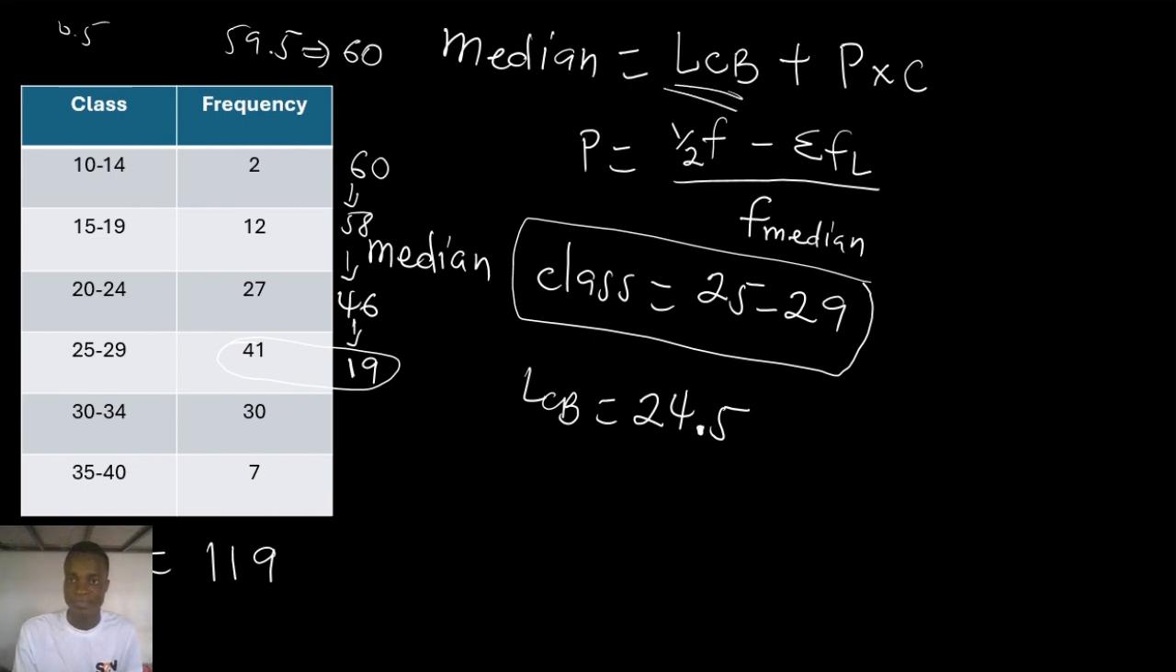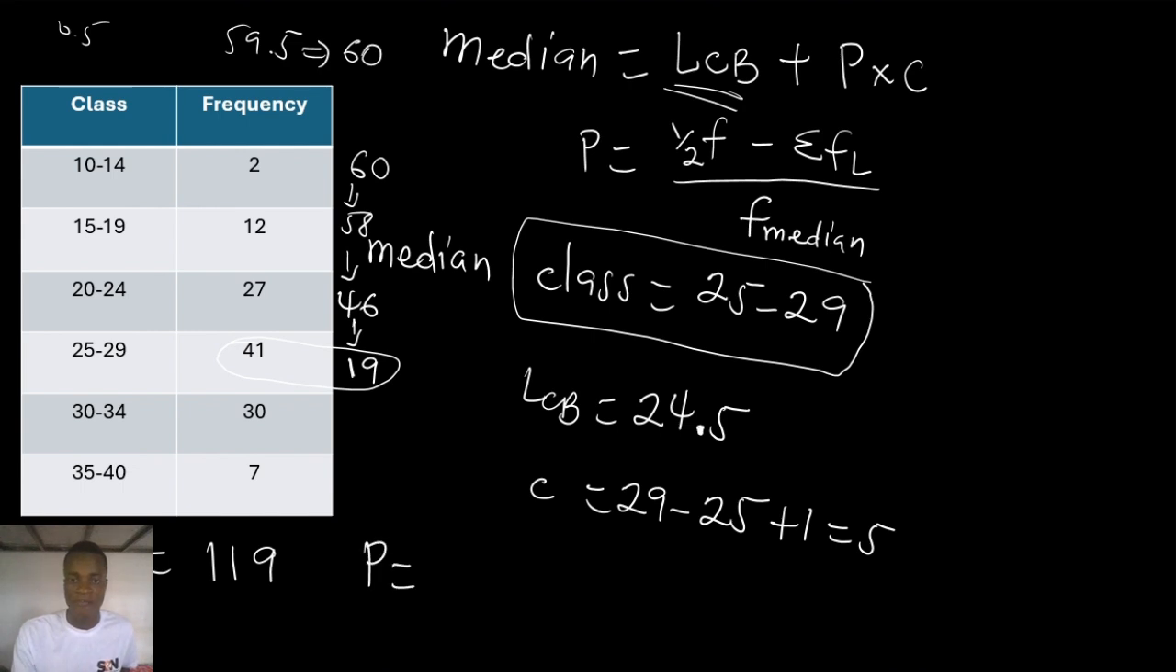Now what is left is the class size. Let's look up the class size. What did we say? Because it is in the form of class limits, we do 29 minus 25 plus 1. If you do that, you will get 5. So our C is equal to 5. We know our C. Now the next problem is to find the P, the proportion.